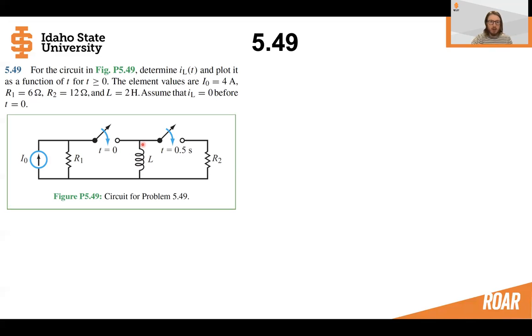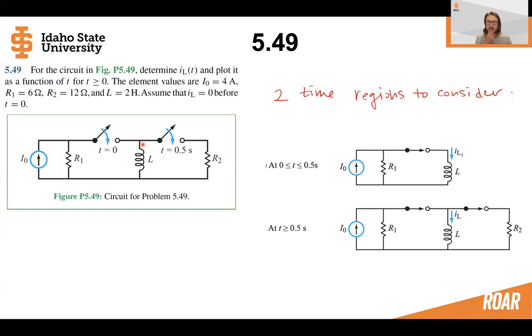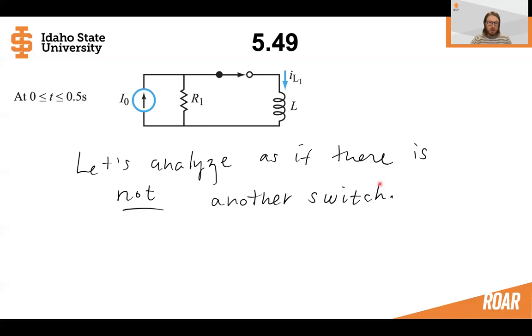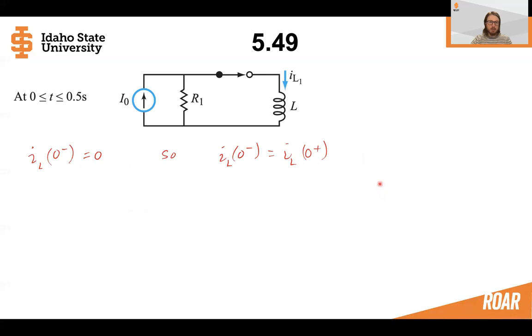So let's figure out how to do this. Let's break this down and think about the fact that we have two regions we could consider. First we have this switch that flips and then this switch that flips. So let's think of this as two different circuits: one is the circuit before this switch is flipped, and one is the circuit after that switch is flipped. Let's start in this region from 0 to 0.5 seconds and just assume that there's no other switch.